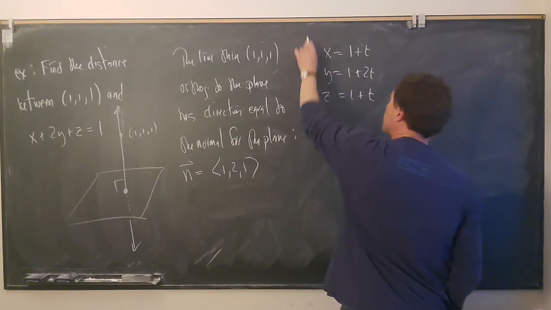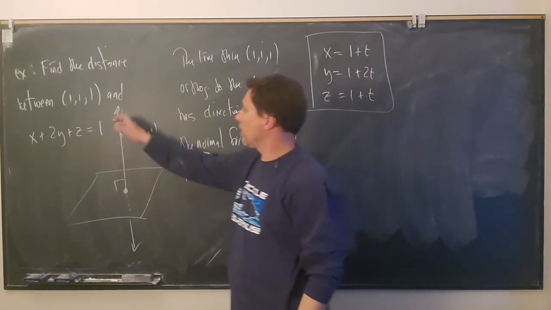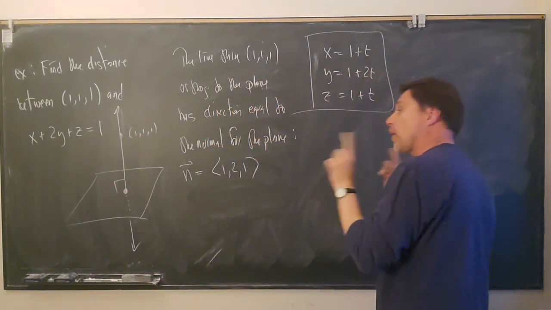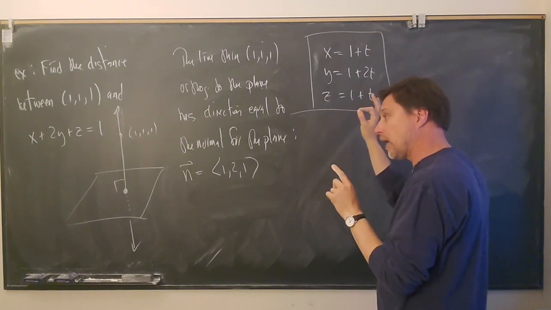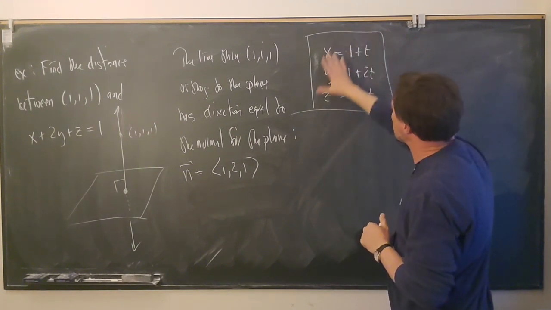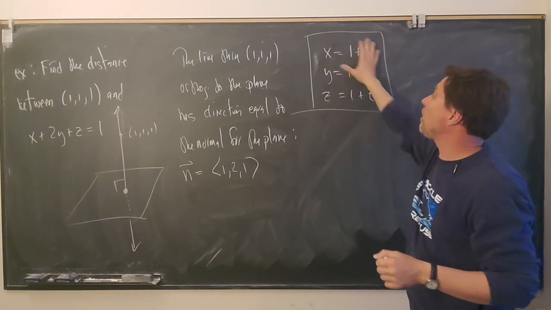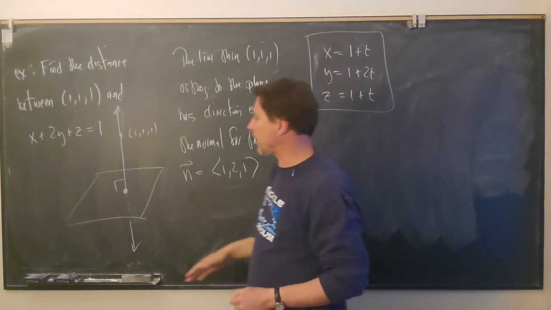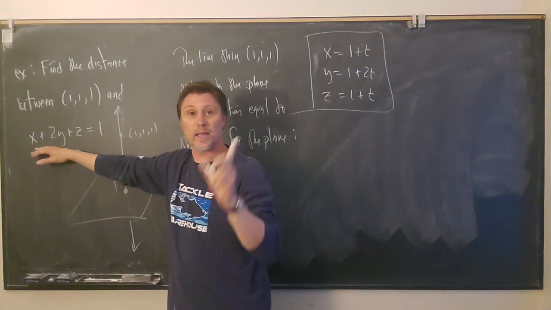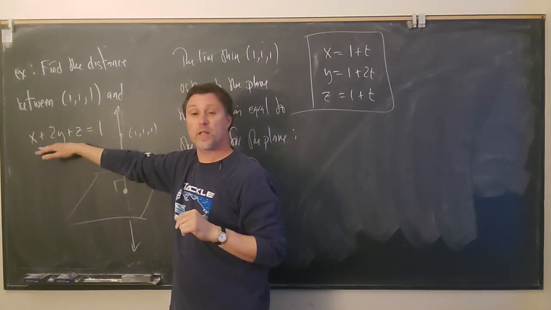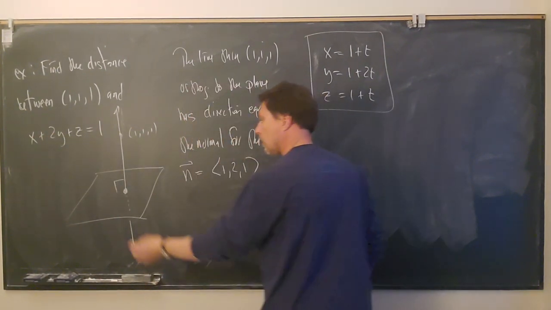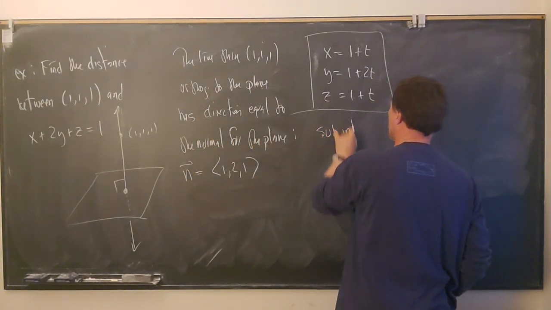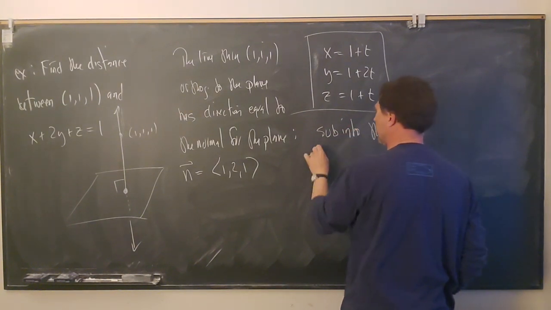Okay, so here's the parametric equations for the line that passes through 1, 1, 1 and meets the plane orthogonally. Now we want to find the intersection of this line with this plane. So this set of equations right here describes all possible points on the line. We want the point that hits the plane, which means it has to satisfy this equation. So I'm going to substitute the parametric equations into the equation of the plane to find the t value. That gives us the intersection. So now substitute into the plane equation.